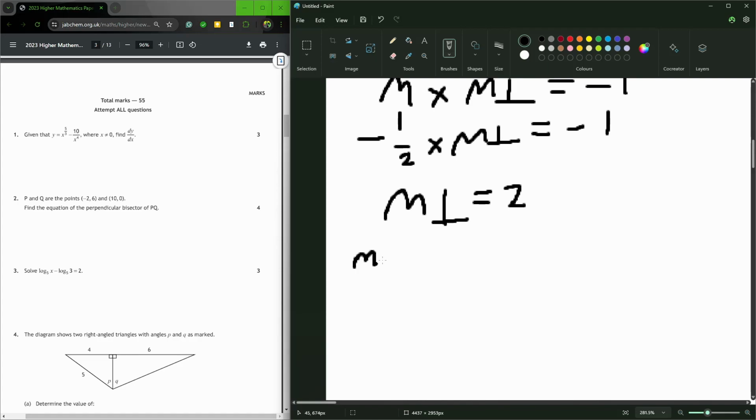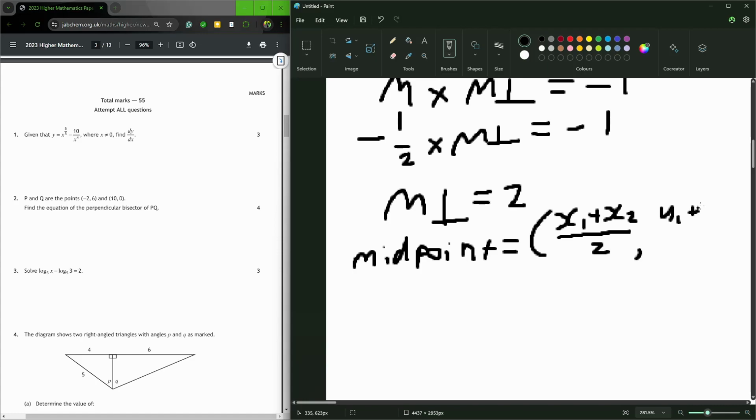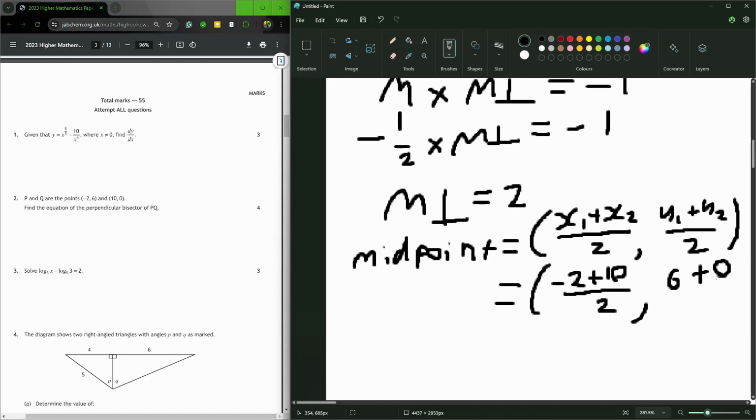So midpoint, I'm going to have to write down the whole bloody formula. I'm a very formula-oriented person, so you're just going to have to cope with me on this one. But essentially what we're going to do is average out the x and y coordinates and see what we get. So we have minus 2, and then it goes up to 10. And then we have 6, and then it goes down to 0.